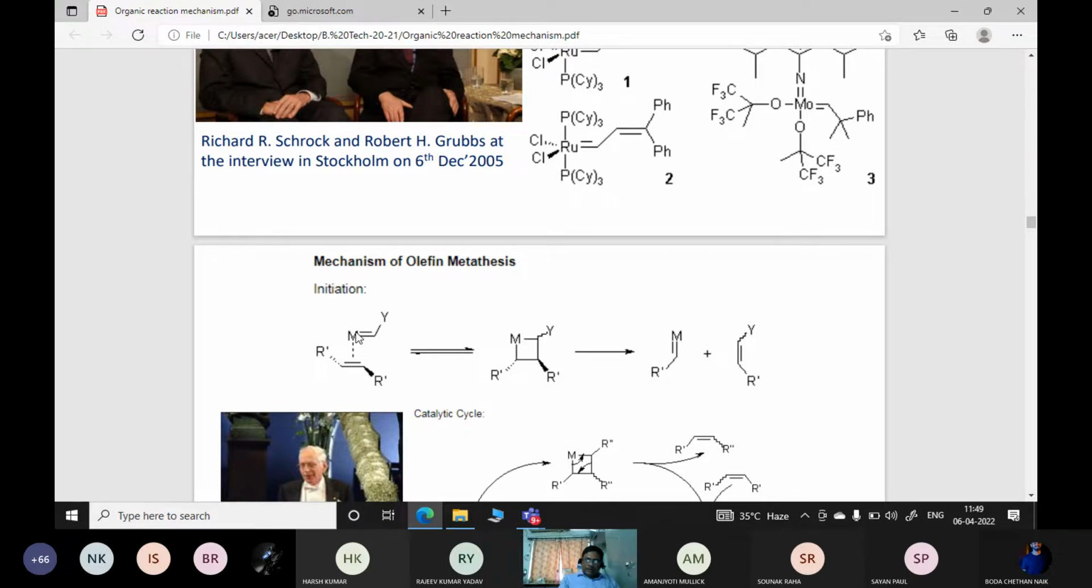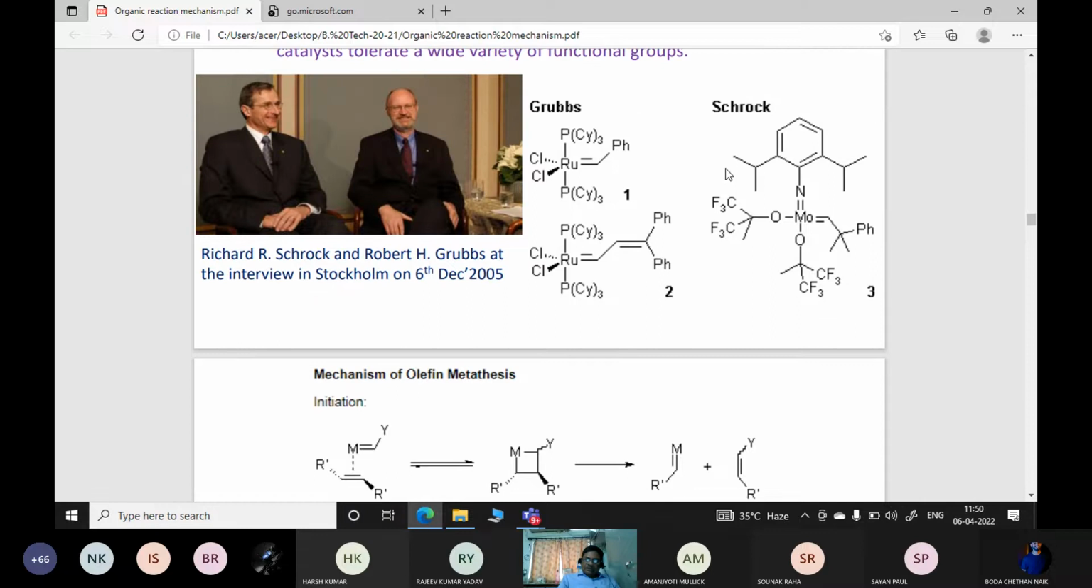If you show this molecule, you see the Schrock catalyst. If it is the Schrock, then the metal is molybdenum. If it is the Grubbs catalyst, then it is ruthenium. So just for simplicity, it is represented as M.